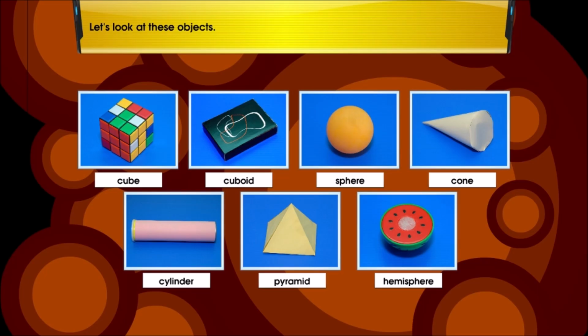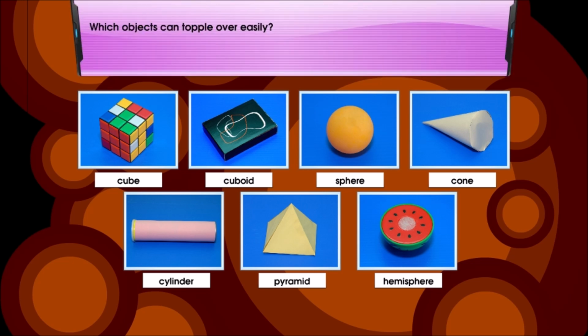Let's look at these objects. These objects are of different shapes. Which objects can topple over easily? Why do you say so? Discuss this with your friends. Then click Check to find out.